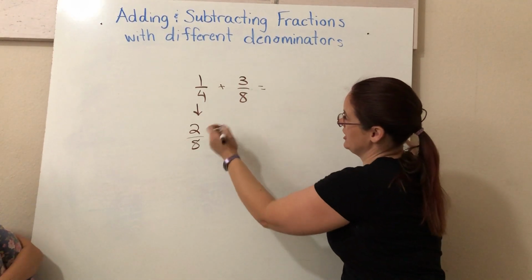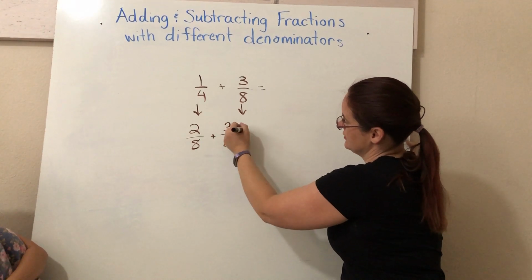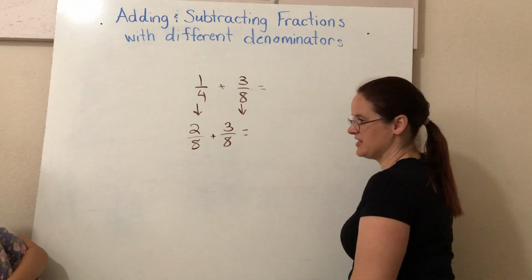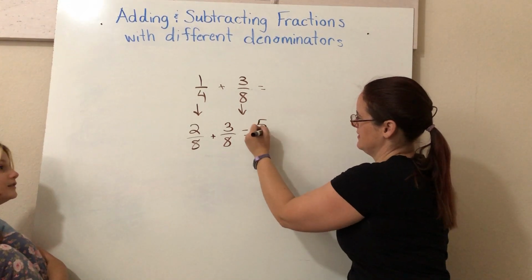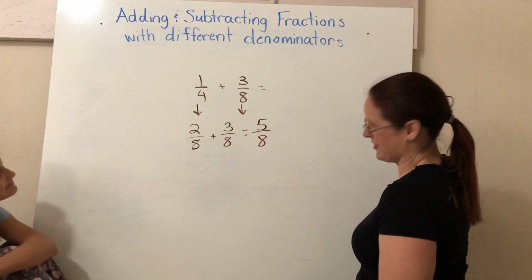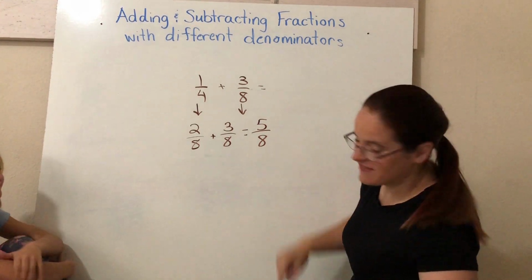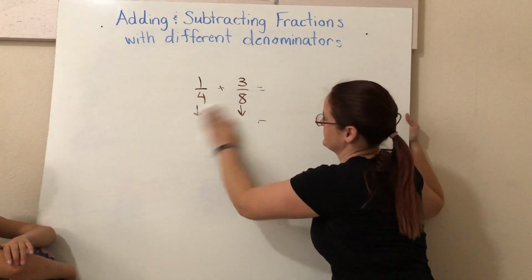Now I don't have to change this one at all because it's already 8ths. So what is 2/8 plus 3/8? 5/8. Done. We're going to need 5/8 of a cup of milk because that was a word problem.